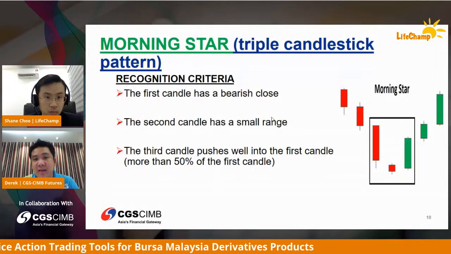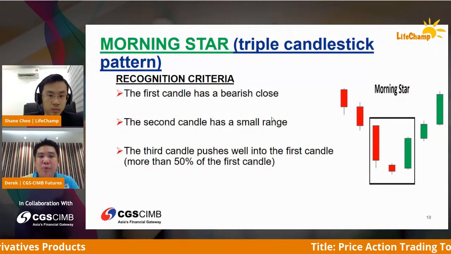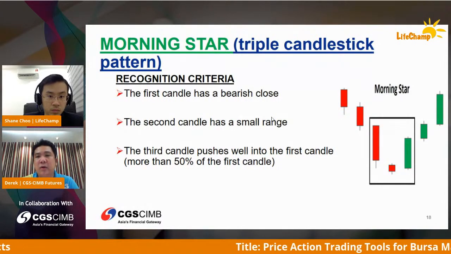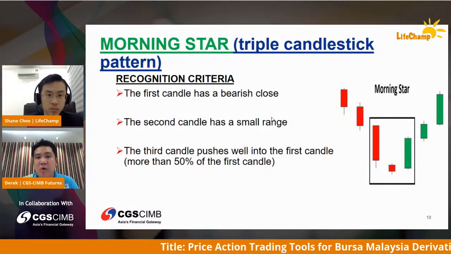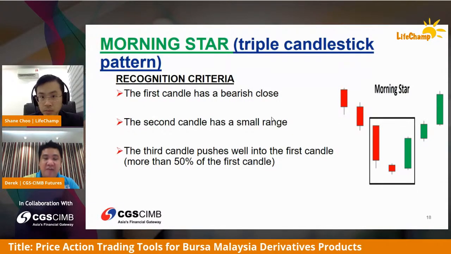Then the second candle has a small range, very small. Then the third candle needs to push well into the first candle, preferably more than 50%, at least more than 50% of the first candle.